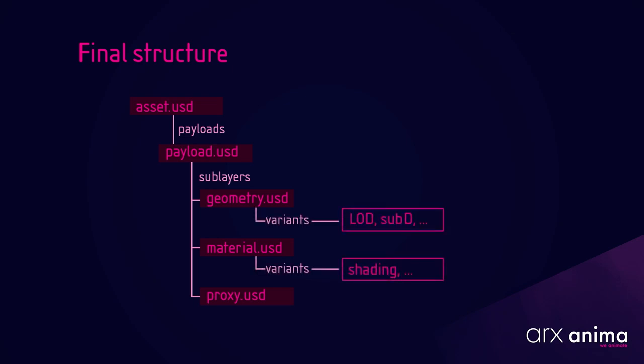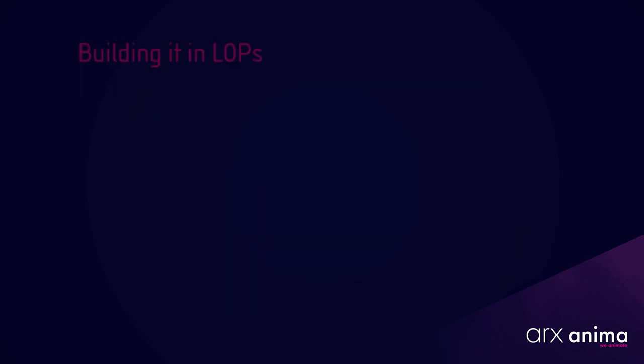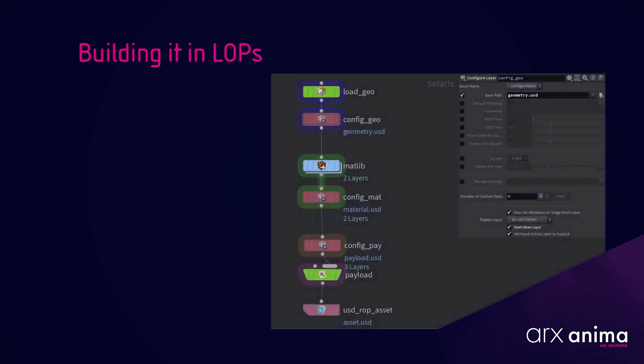Within the geometry USD file, it can contain variants, for example, for level of detail and subdivision, and with the material, we would have variants for shading, etc. Now that we have defined our asset in USD, it is finally time to build it up in LOPs.